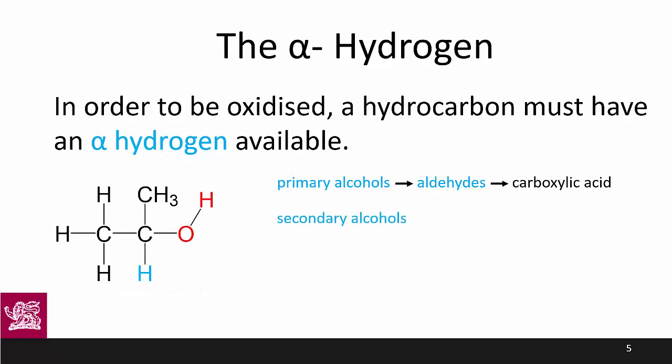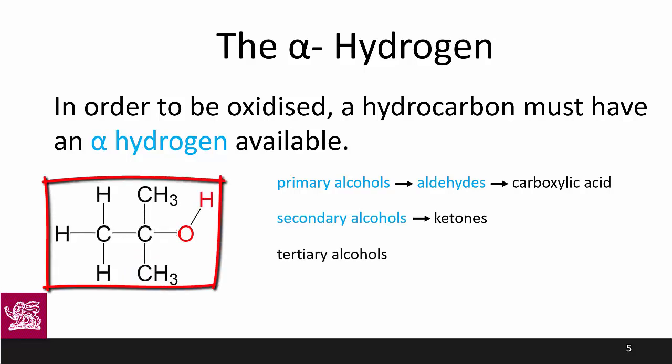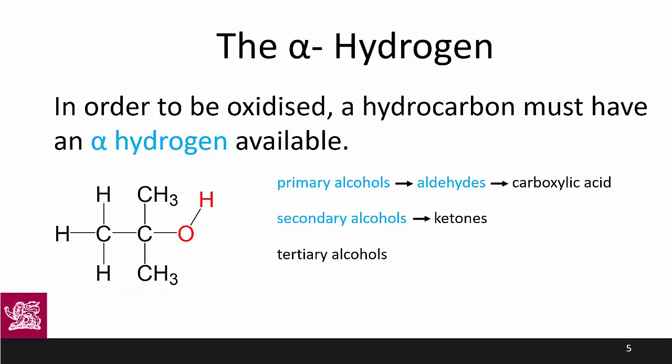Returning to our alcohol now, this time with a secondary alcohol, we can see that we still have an alpha hydrogen, but we only have one of them. So when we oxidize to form a ketone, there are no further oxidation steps available to that species. And finally, a tertiary alcohol, which has a structure like this, with no alpha hydrogens, cannot be oxidized.